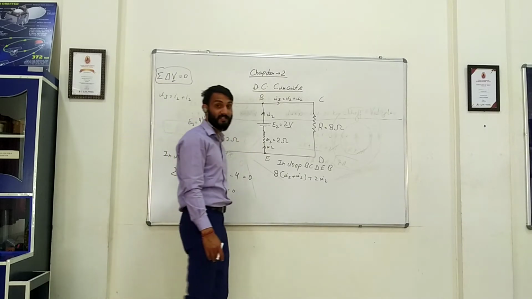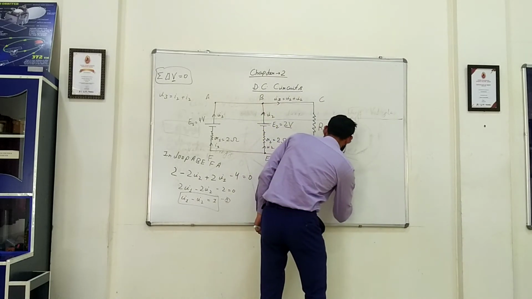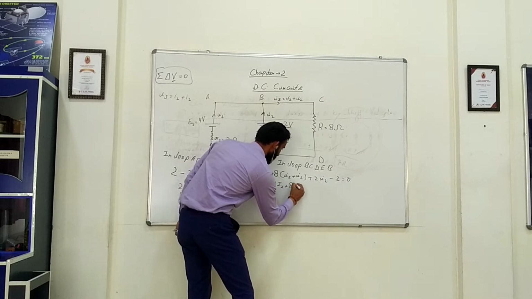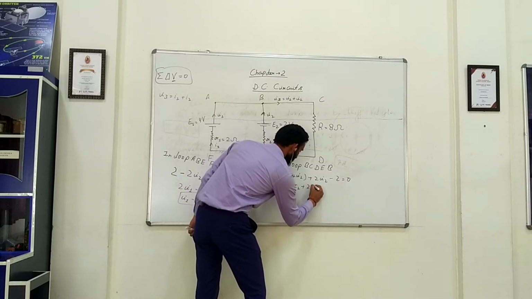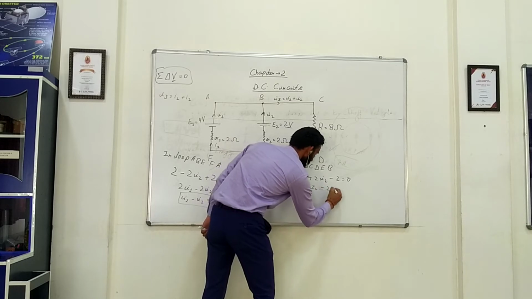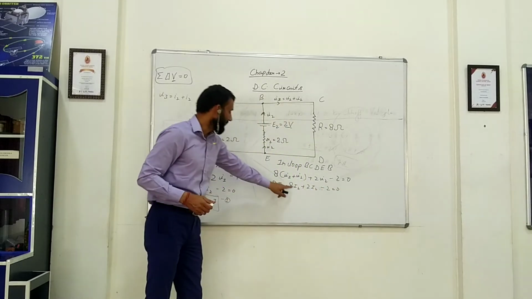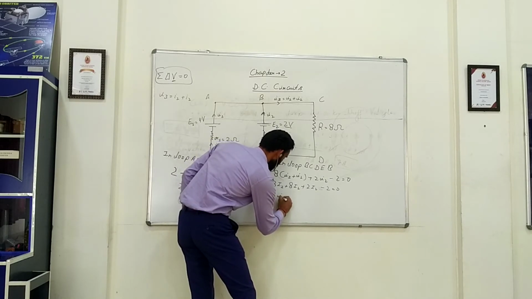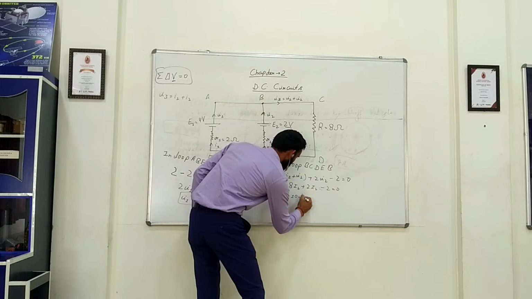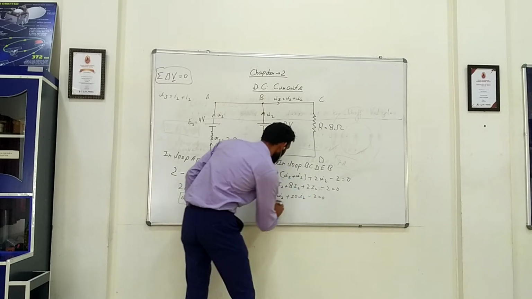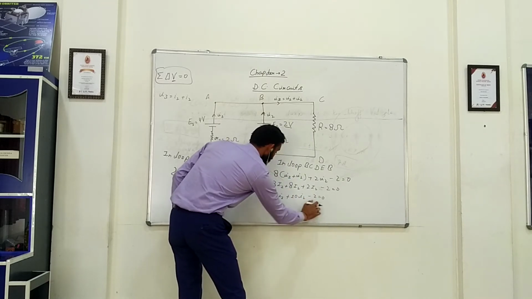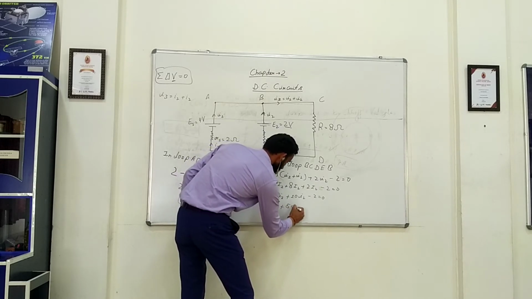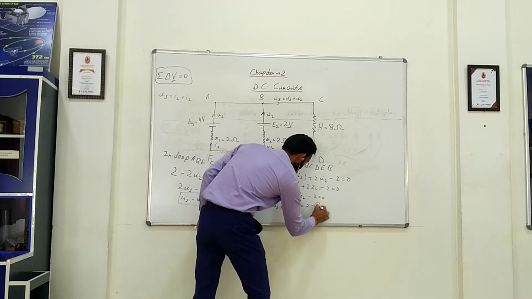So what will I write? Minus 2 or plus 2? So minus 2 is equal to 0. 8I1 plus 8I2 plus 2I2 minus 2 is equal to 0. This will become 8I1 plus 10I2 minus 2 is equal to 0. Taking 2 common, it will be 4I1 plus 5I2 is equal to 1. So this will be the second equation.